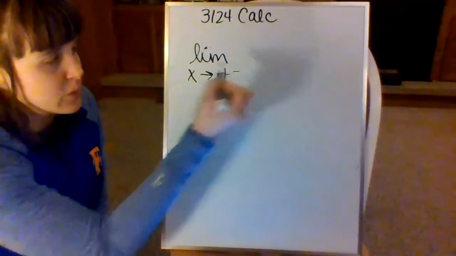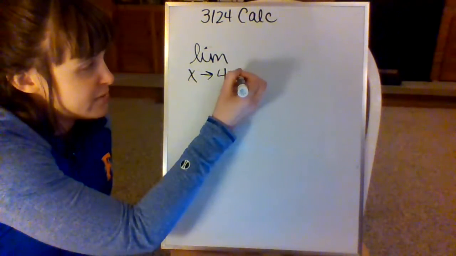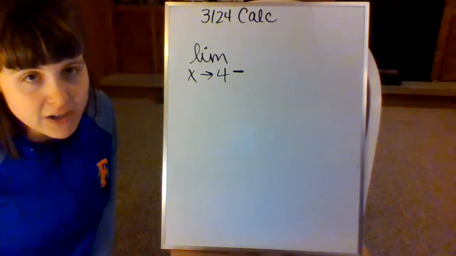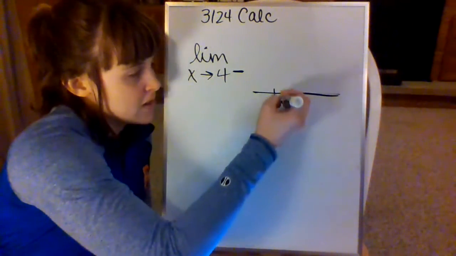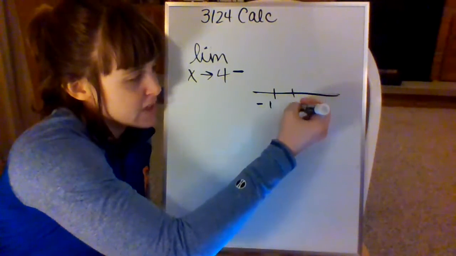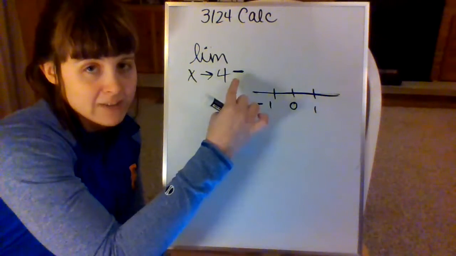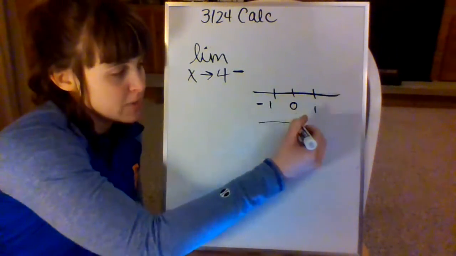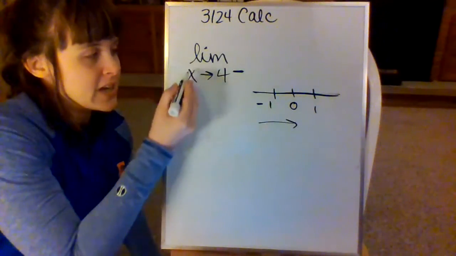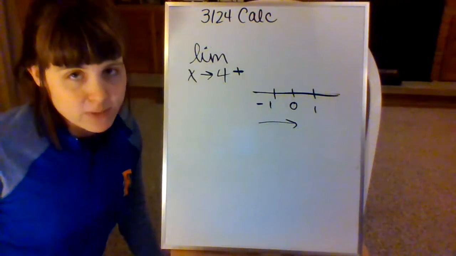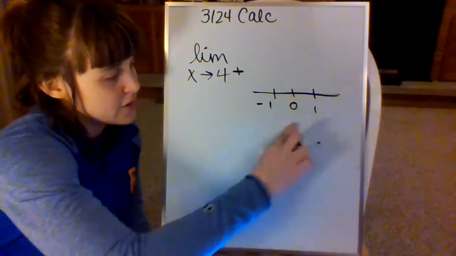If they have this symbol, that means the limit as x approaches 4 from the left, because it's negative, and on a number line, negative numbers are to the left of positive numbers, or 0, which is a neutral number. So if you're approaching from the left, you're approaching from this side. Okay, if it said limit as x approaches 4 from the right with a plus sign, that means you would be coming in from the other side, from the right.